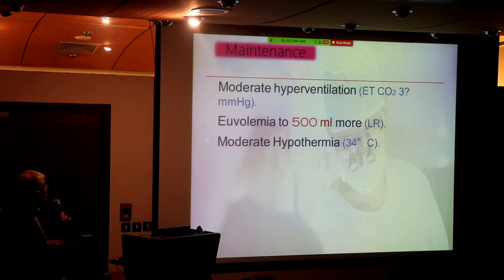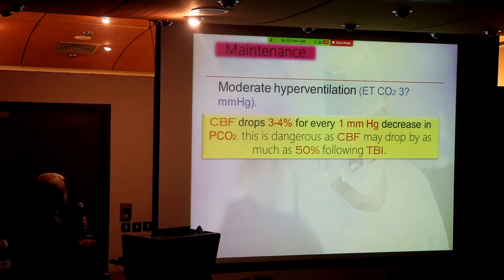Maintenance: moderate hyperventilation, and end-tidal CO2 of 30-something millimeters of mercury. Euvolemic, Ringer's lactate, 500, as I said, minimum, but you need it. Probably moderate hypothermia is good, 35 degrees centigrade, because it decreases oxygen consumption and metabolic rate. So do you ice him down? We don't ice. The theater itself is usually cold, running at 17, and we don't use active heating, so it will be passive cooling.